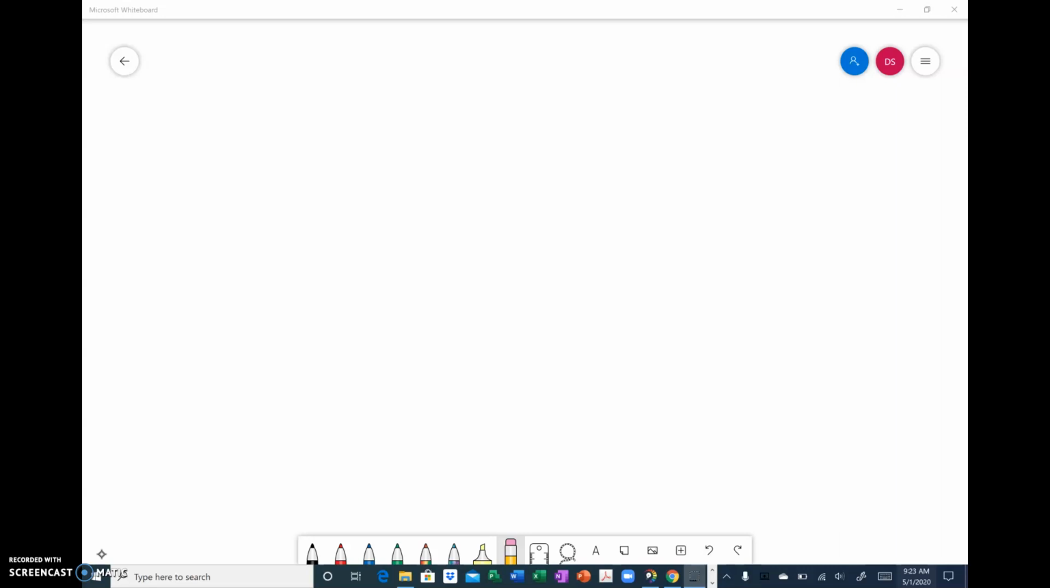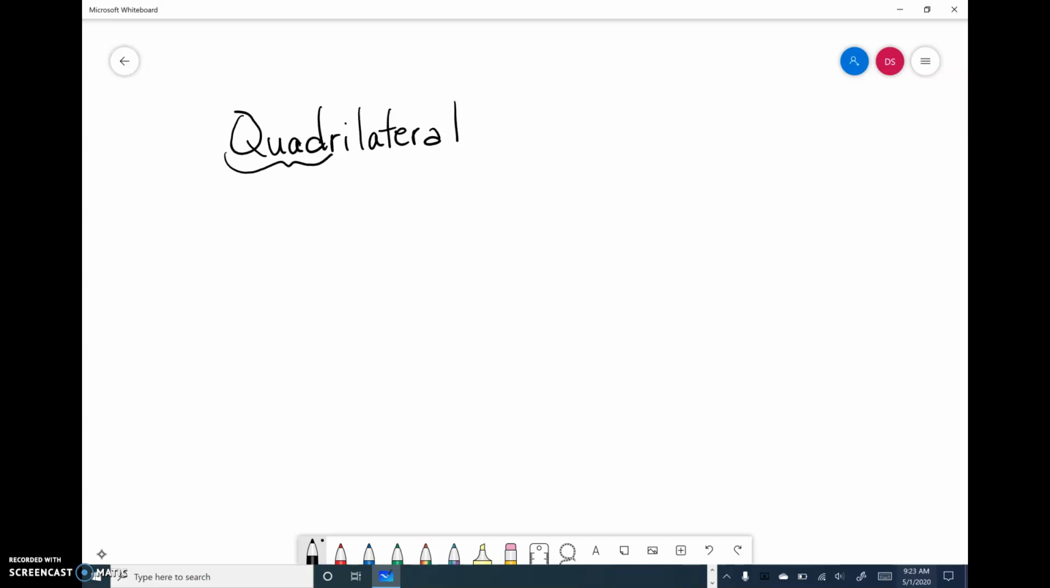This lesson is for 10.4, starts on page 529. We are going to talk about these different quadrilaterals, and the first thing that I want to tell you is that a quadrilateral has two roots in it that you should know, a prefix and a root. Quad means four, and lateral means side. So these quadrilaterals are four-sided figures.